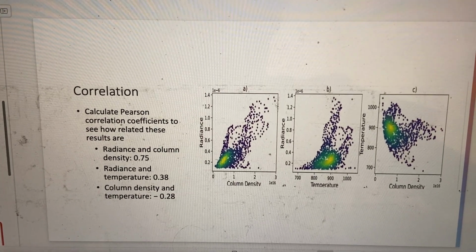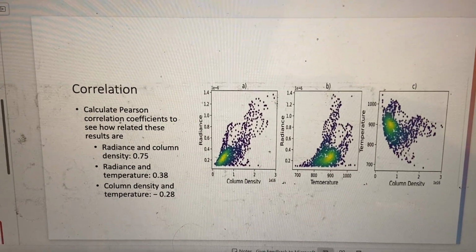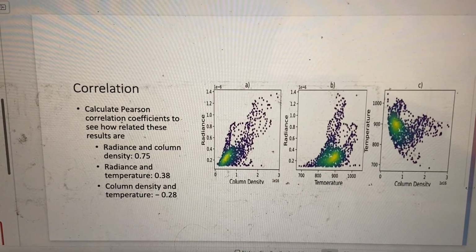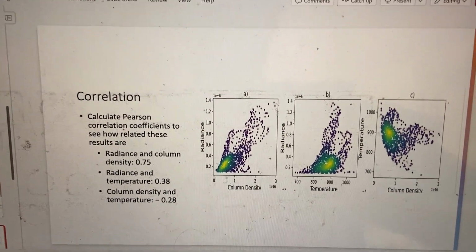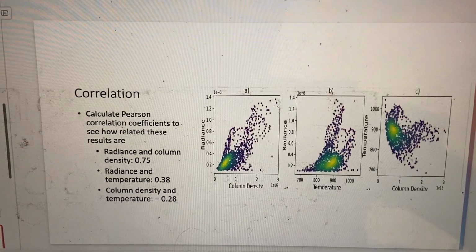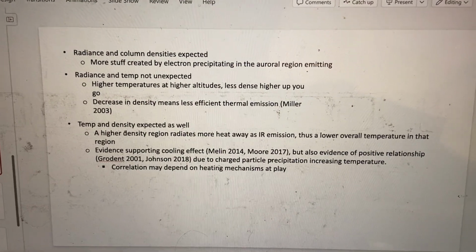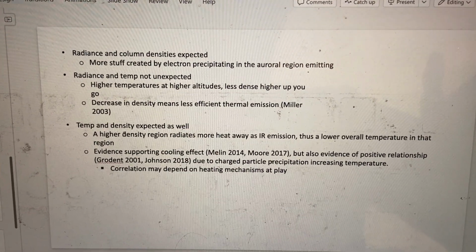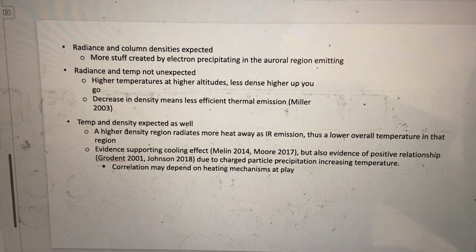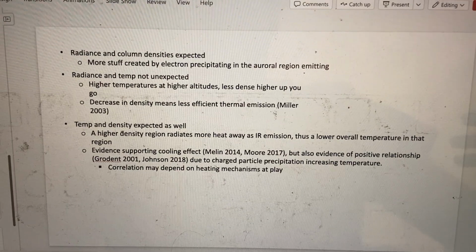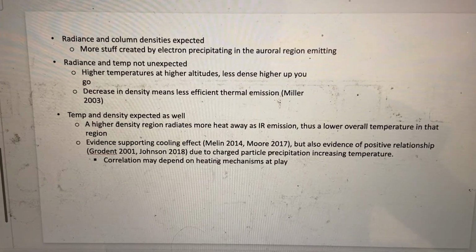So then they try to look for correlations between these numbers, not numbers, but quantities. Radiance and column density, radiance and temperature, column density and temperature. You'll notice that radiance and column density has a value of 0.75. This goes from -1, meaning anti-correlated, to 1, meaning correlated. So radiance and column density, that's expected as you have more stuff created in the auroral regions by electron precipitation and other features. Basically, more stuff emits more, so you have more emission. So that's why radiance and column density makes sense.